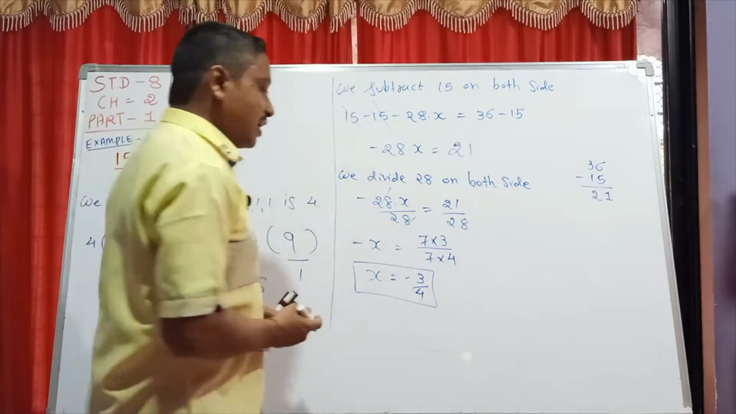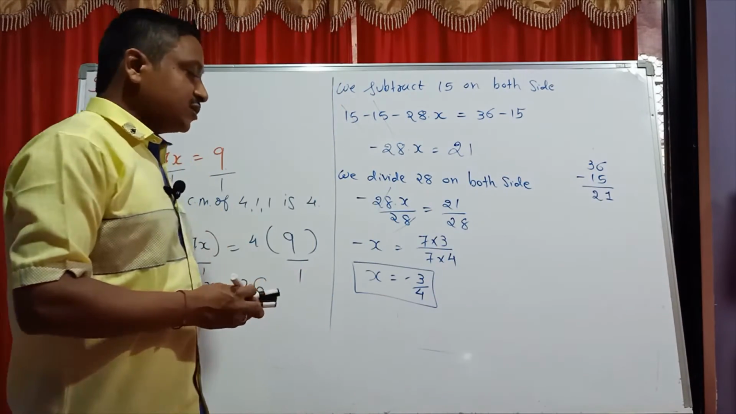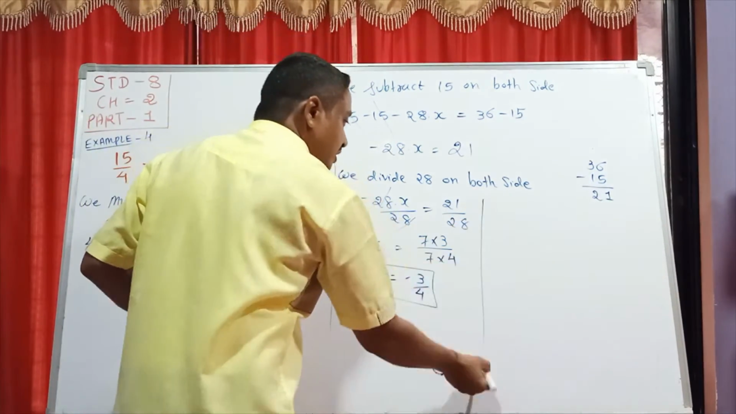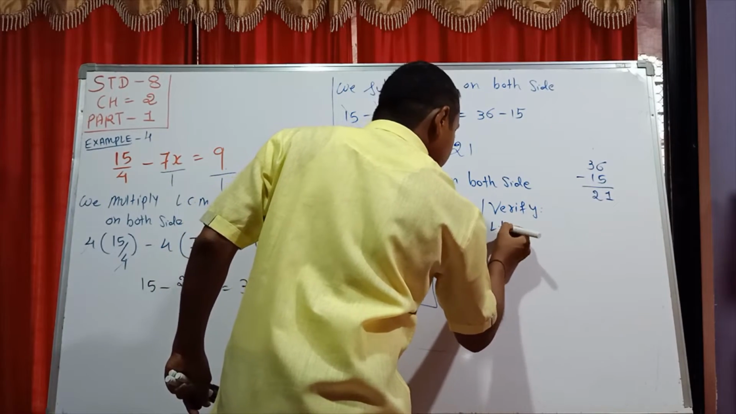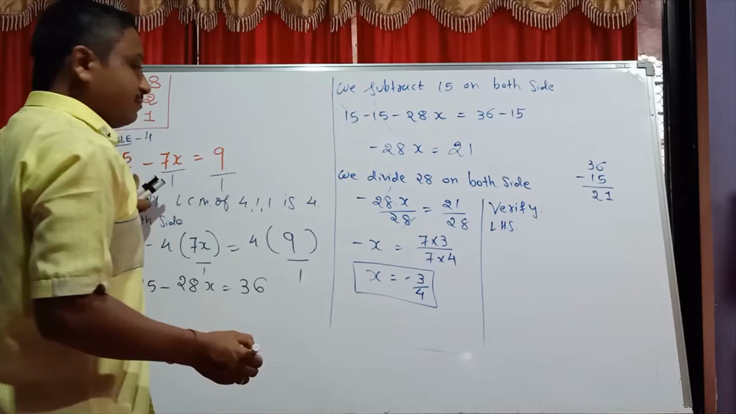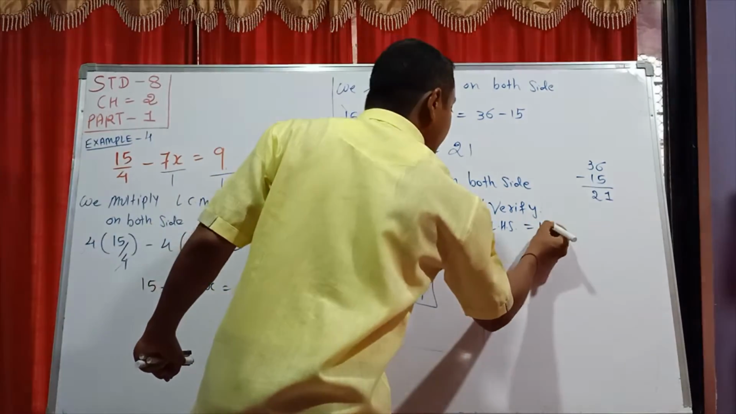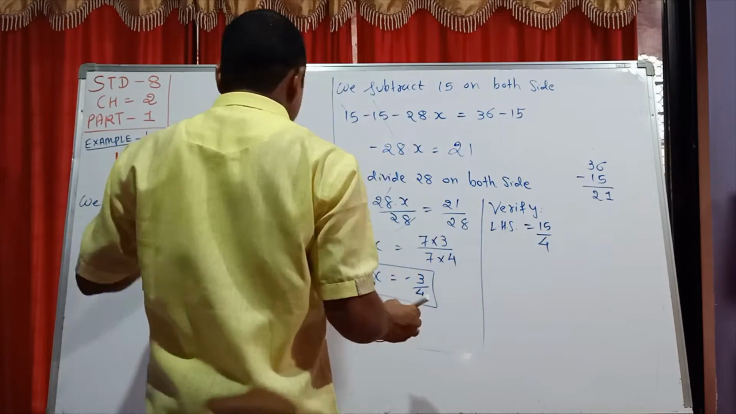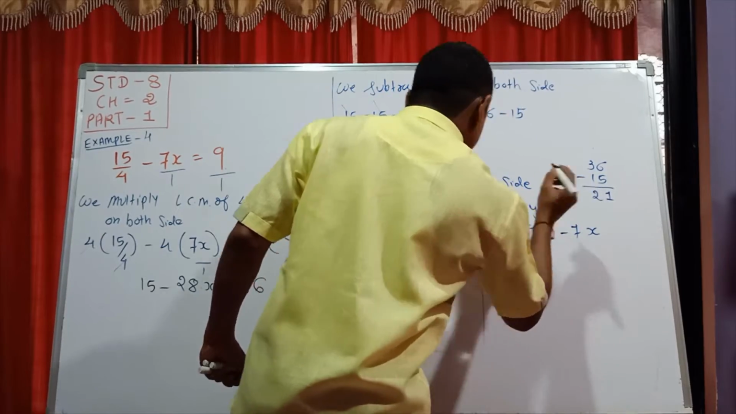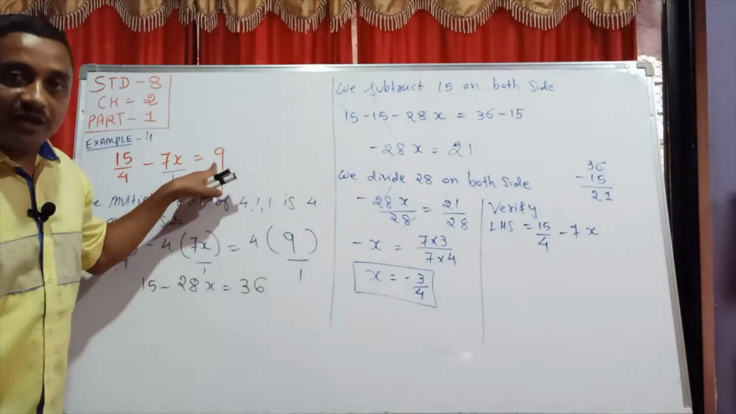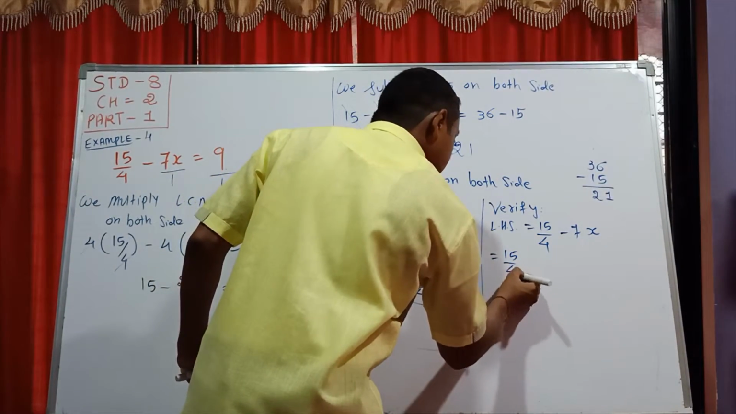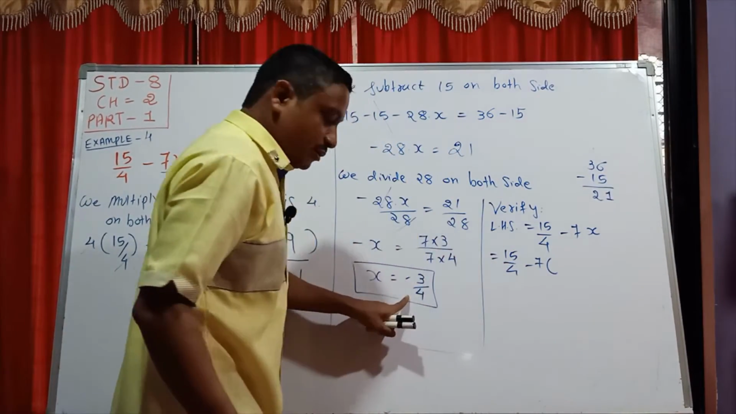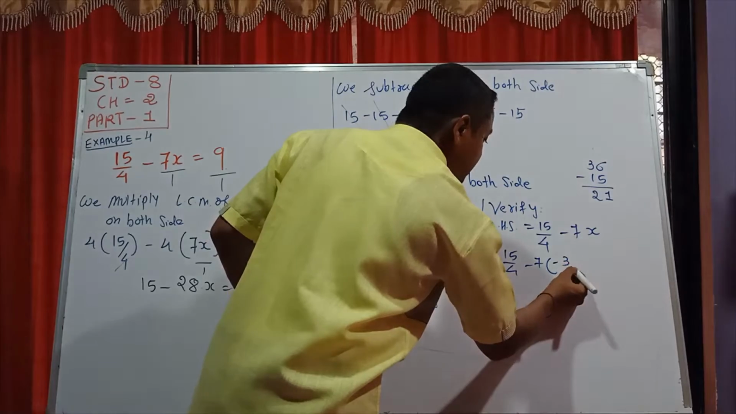Clear? Now I go to verification. Students, verification is necessary. In the verification, what's my LHS? Yes, my LHS is 15 by 4 minus 7x, and I carry forward the answer 9. Then this answer is true. So I put it in the equation, students. What is the x value? Yes, minus 3 by 4.